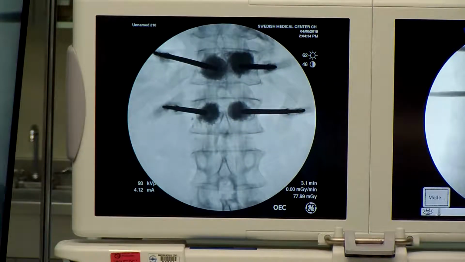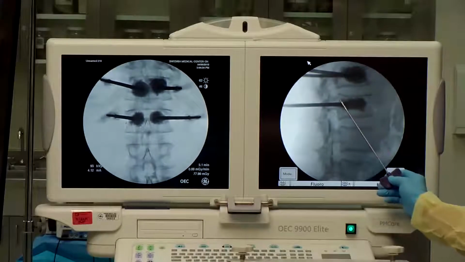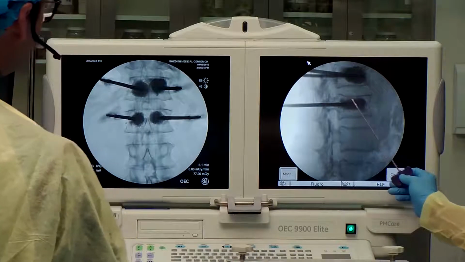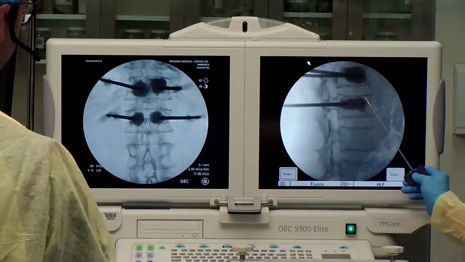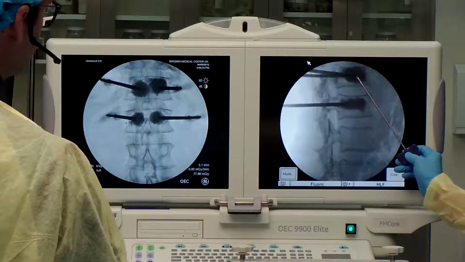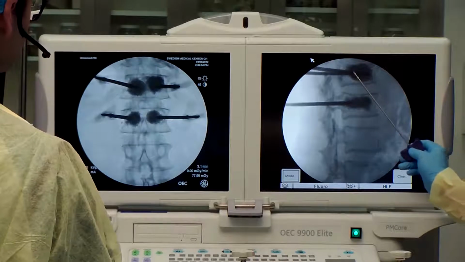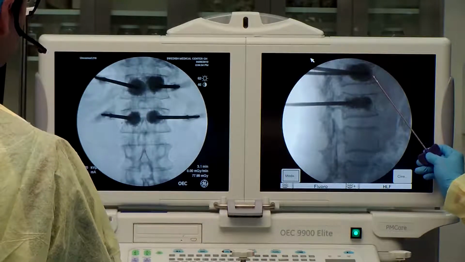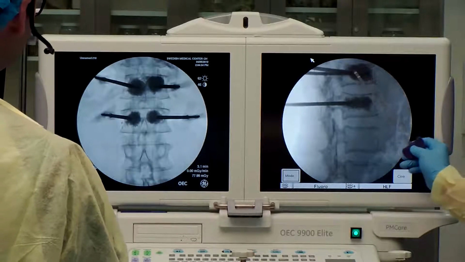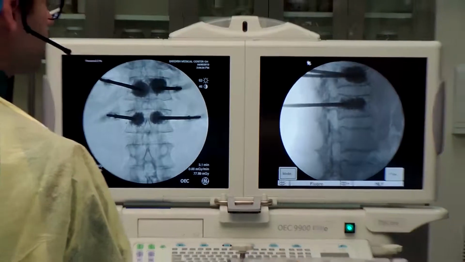So meaning that on this view, most of our cement here is in the upper half. If this was a vertebral compression fracture that started here, assuming that the superior end plate was still intact, this would be a perfect fill for that. This is the filling pattern I want in general for VCFs: fill more anteriorly and then come back more posteriorly. So this is a good filling pattern in general for most VCFs. Did that answer the question?